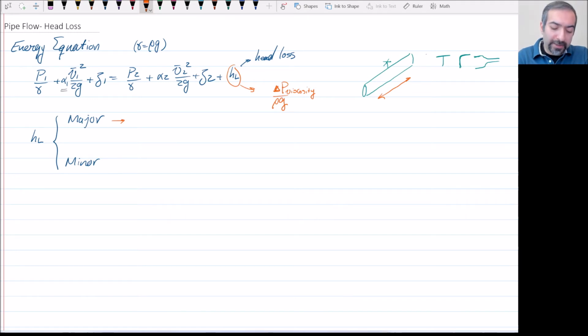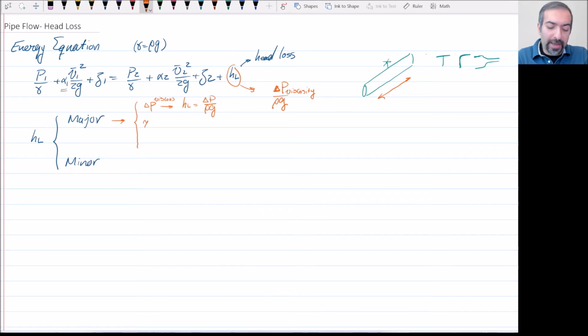Sometimes delta P is given to you, so I know exactly what delta P is. If delta P is given, then HL is simply delta P over rho g. So if delta P due to viscous effects is given, all you need to do is divide that by rho g, and that gives you the answer.